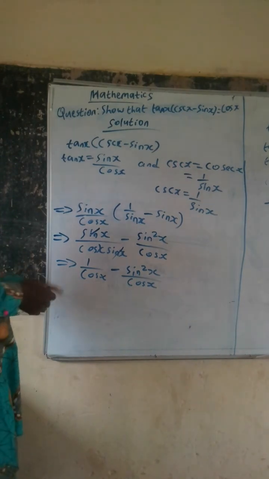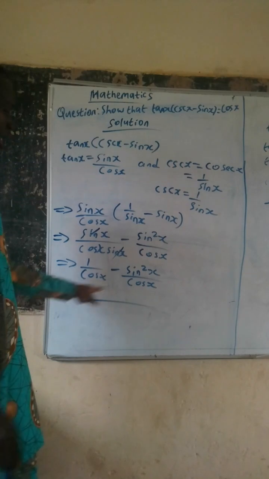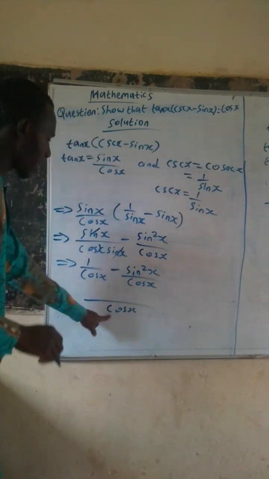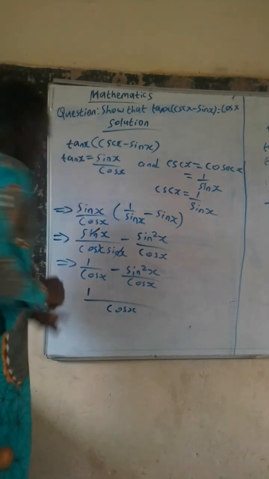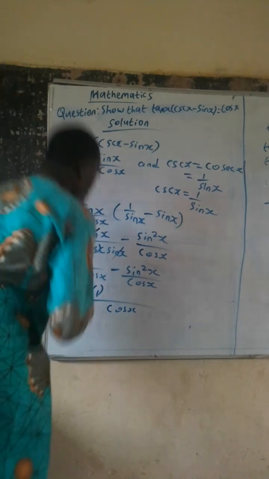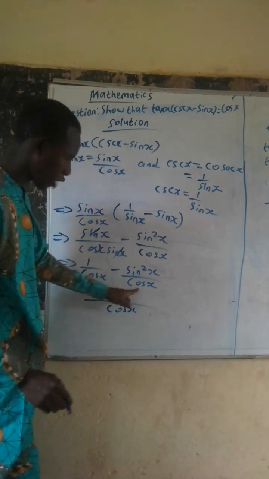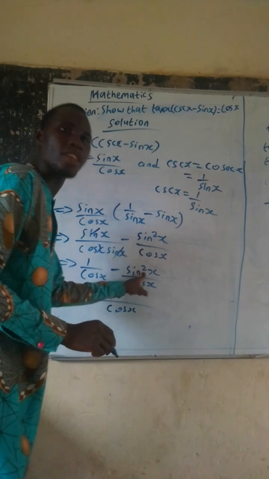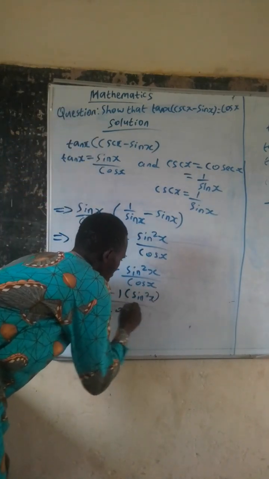Now let's find the LCM. The LCM of cos x and cos x is cos x. So cos x divided by cos x is 1. So we have 1, then 1 multiplied by 1. Then we bring down our negative sign. Cos x divided by cos x is 1. We have 1 multiplied by sine square x.